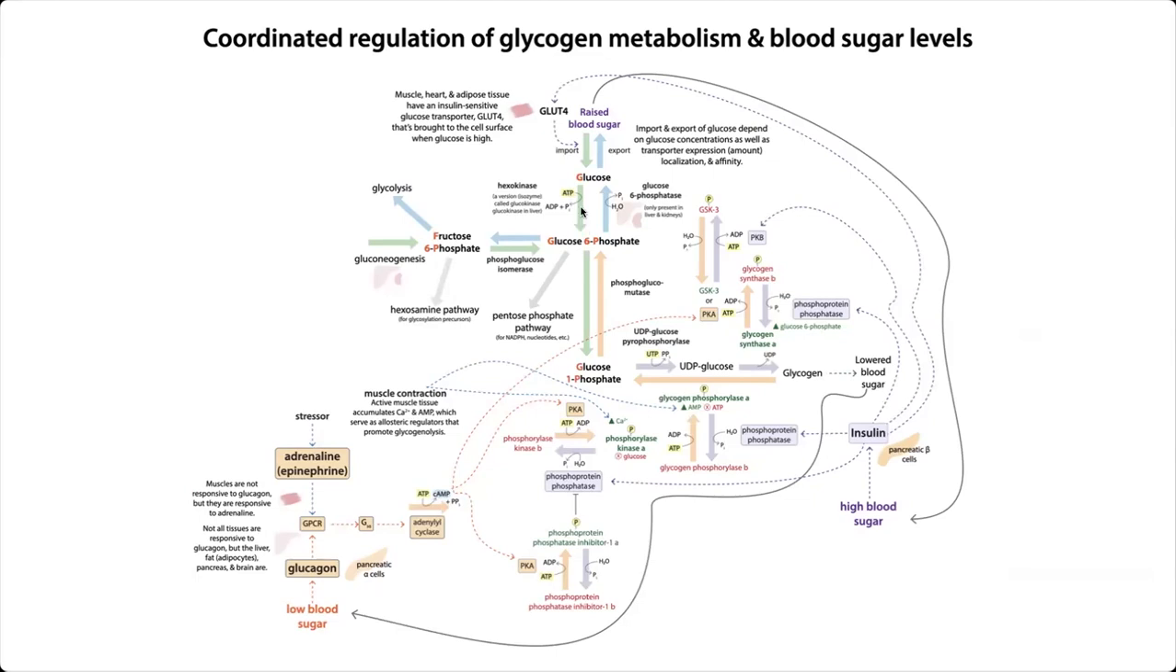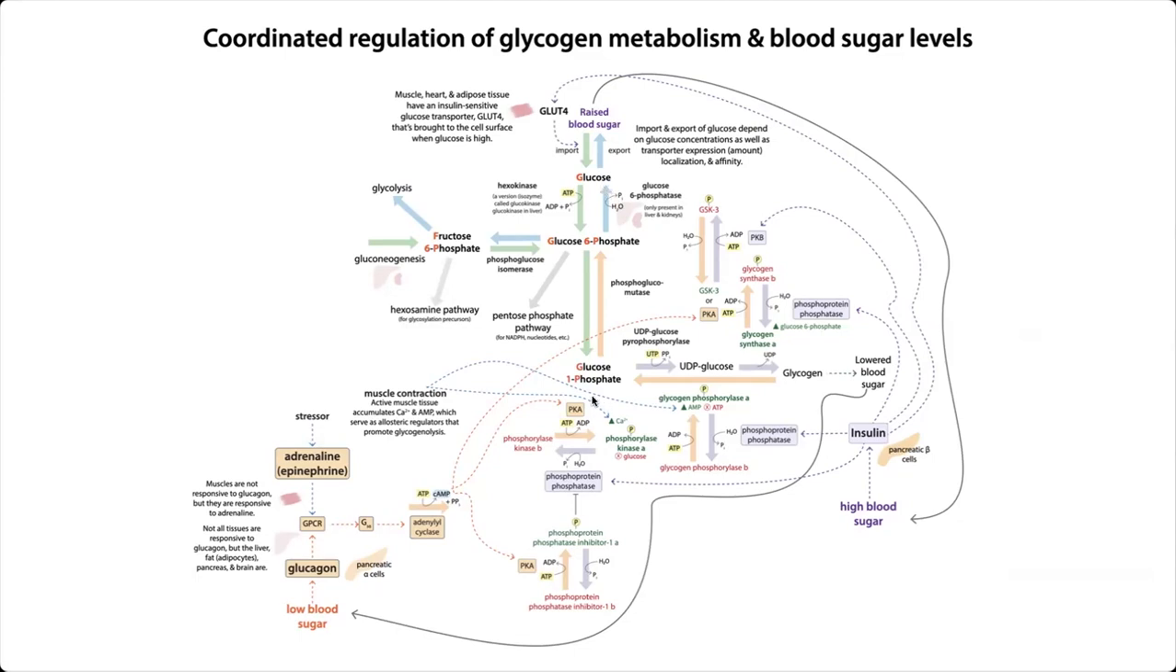And if we want to let it out of the cells, we're going to need to dephosphorylate it. However, to dephosphorylate it, we're going to need to have this glucose 6-phosphatase enzyme. And this glucose 6-phosphatase enzyme is only going to be present in your liver and your kidneys. Therefore, only your liver and your kidneys are actually going to be able to complete gluconeogenesis.